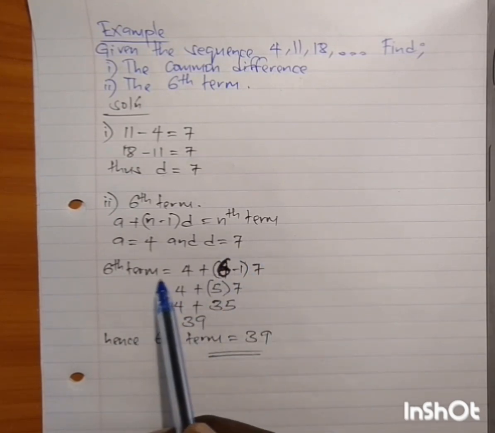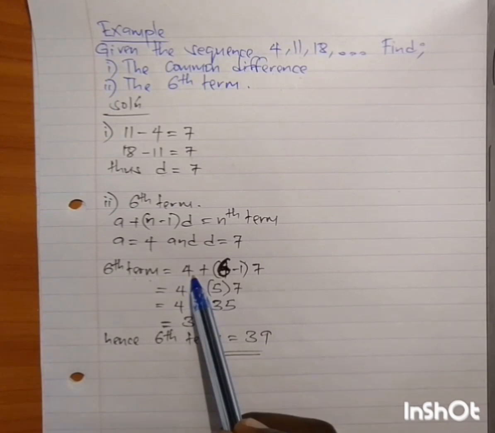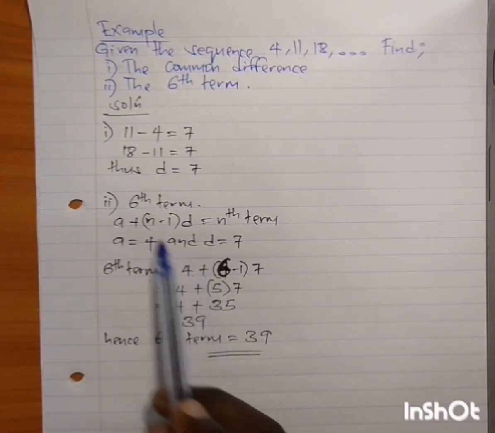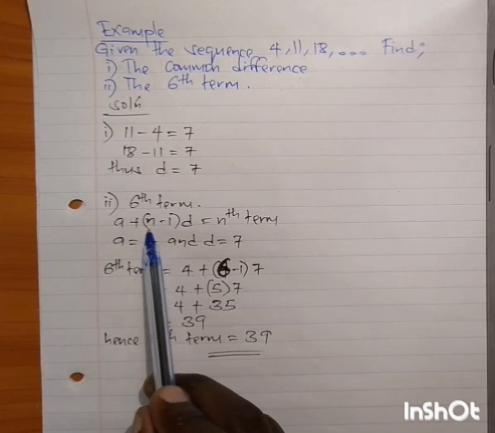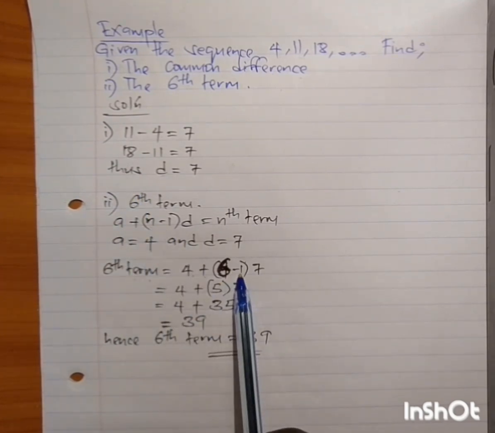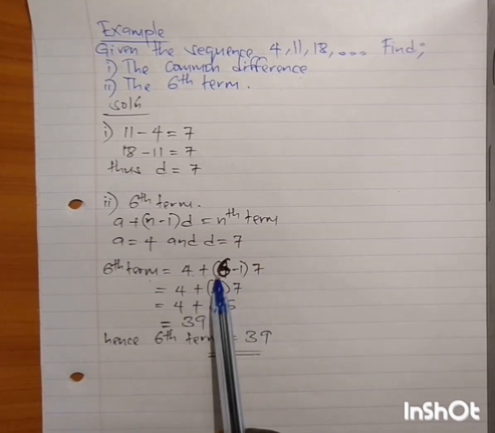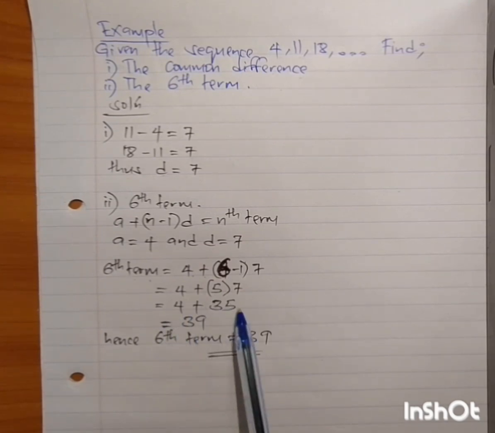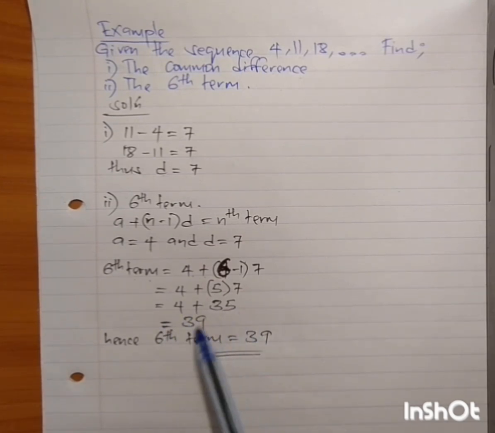We are going to have the sixth term being 4 plus n minus 1, where n is 6, so it will be 6 minus 1, and then our d is 7. 6 minus 1 gives us 5. That's where these 5s come from. And then we have 4 plus 35. So what do we get as the final answer? 4 plus 35 gives us 39. Hence the sixth term is equal to 39.